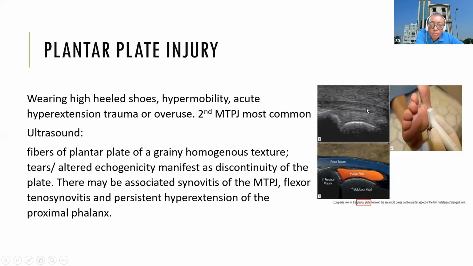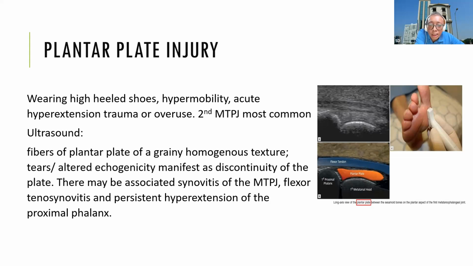Normally this plantar plate injury is common in females because they wear high heel shoes, and wearing high heel shoes is one of the most common causes for this plantar plate injury. Another cause is hypermobility of the metatarsophalangeal joint, especially in gymnastic people, and in athletic people this plantar plate injury is very common. Among the five various positions of the plantar plate, the second metatarsophalangeal joint is the most common area where plantar plate injury can occur.